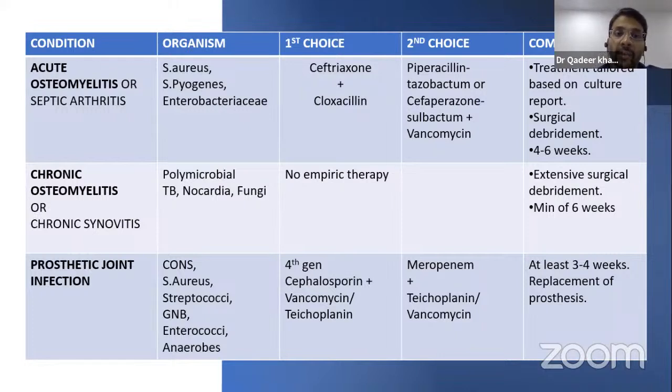If it's chronic osteomyelitis with sinuses draining outside, we should suspect polymicrobial organisms. Usually, in patients with chronic osteomyelitis, we should think of immunocompromised patients, and it can be Mycobacterium tuberculosis also, and fungal infection can be seen. No empirical antibiotic therapy should be given in these cases, and the patient should be planned for definite surgical debridement.